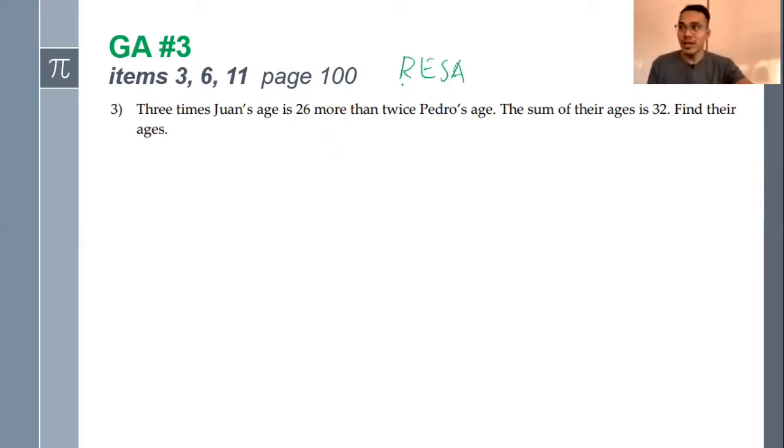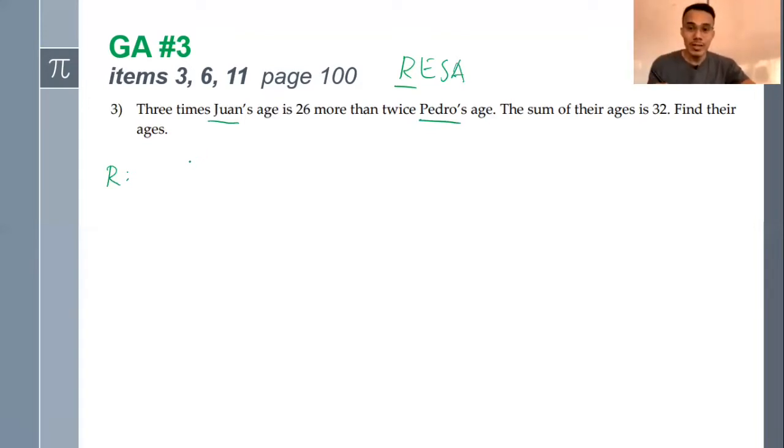So first is the representation. This is where you are going to introduce your variable. This is where you are going to define your variable. In the problem, there are 2 people involved. We have Juan and Pedro. We're talking about the ages of Juan and Pedro.